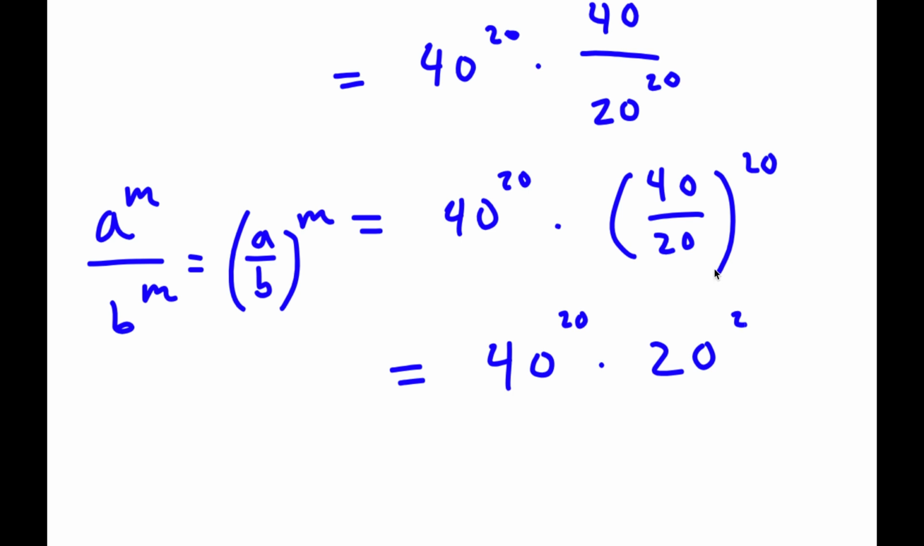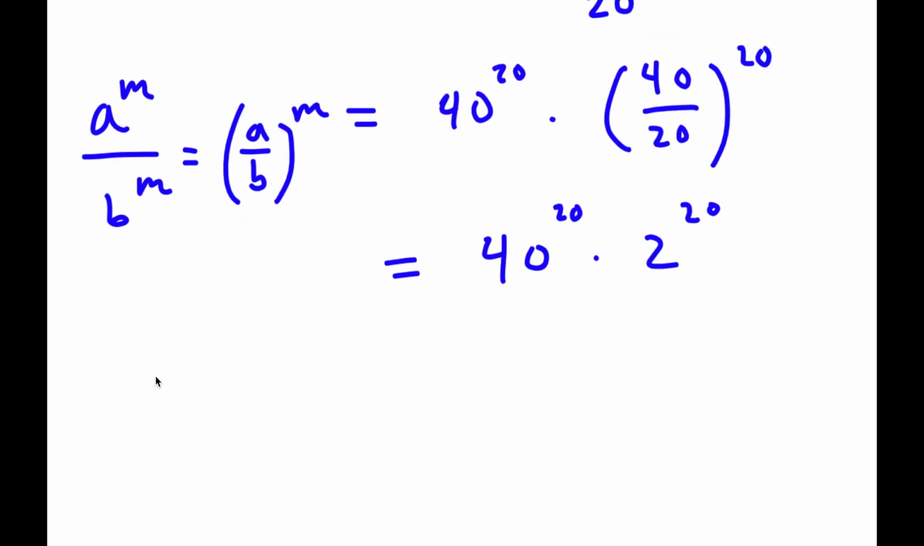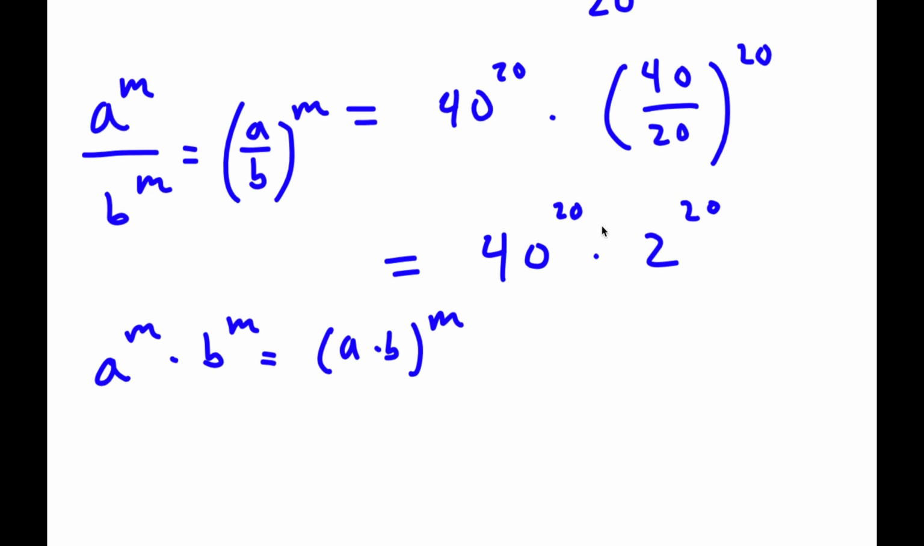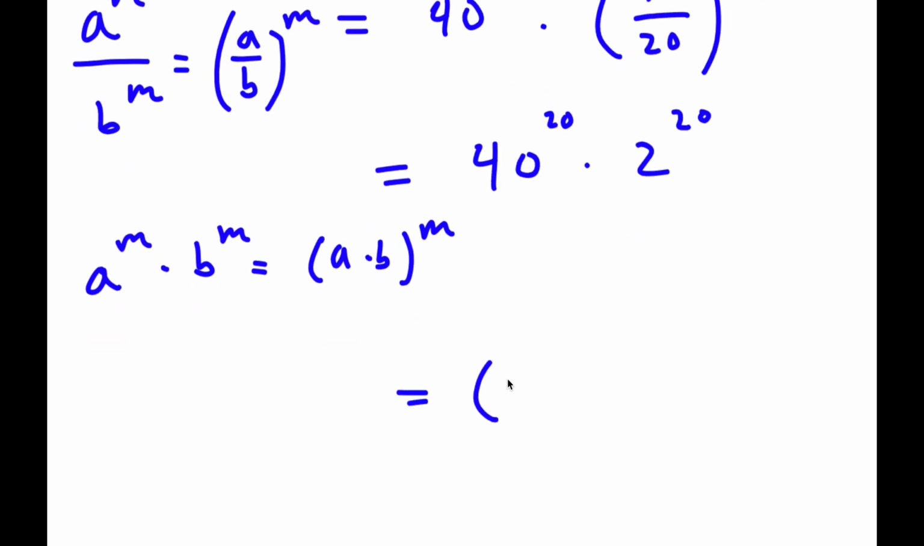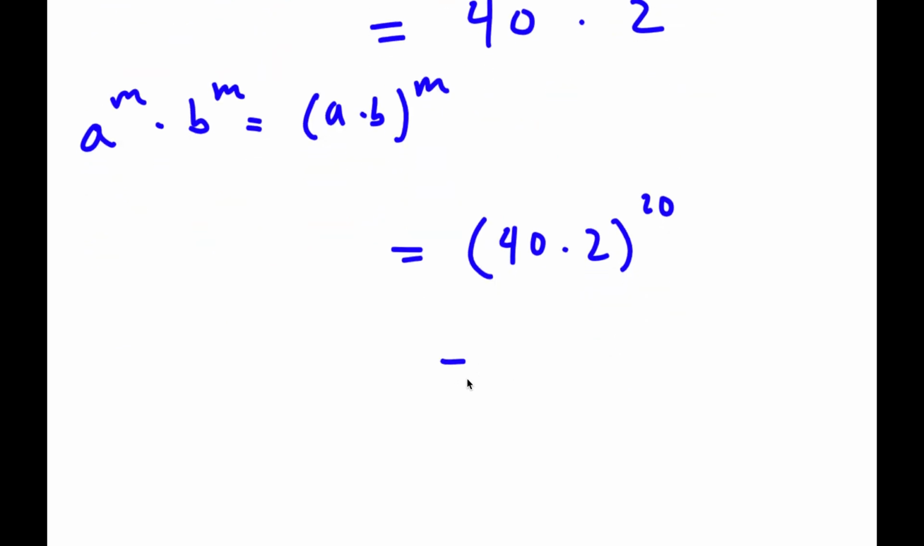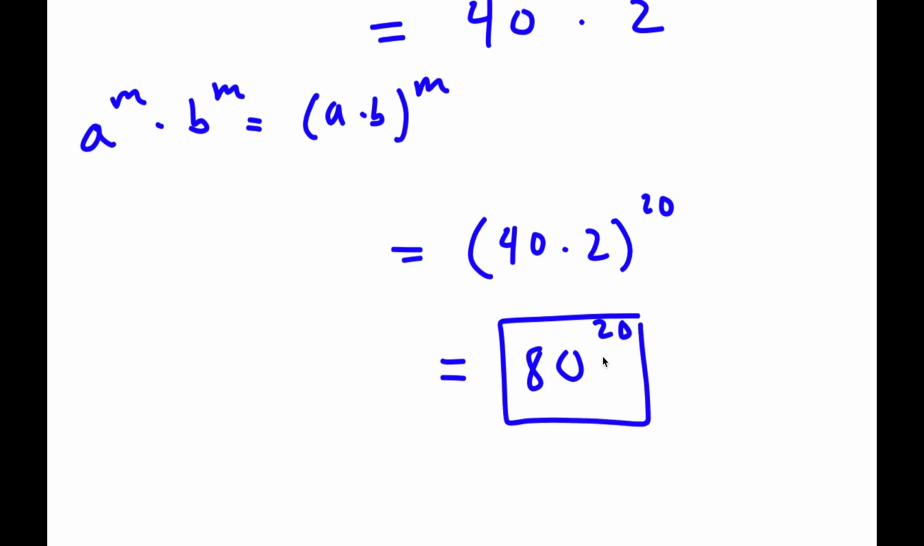Or sorry, 40 divided by 20 is 2. So I have 2 to the power of 20. And now, if I have something in the form a to the power of n times b to the power of n, this is equal to a times b to the power of n. So 40 to the power of 20 times 2 to the power of 20, that's going to equal 40 times 2 to the power of 20, which is equal to 80 to the power of 20. So this is my answer.